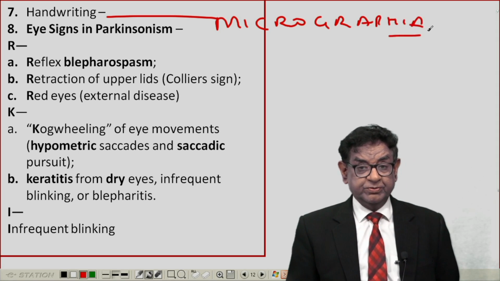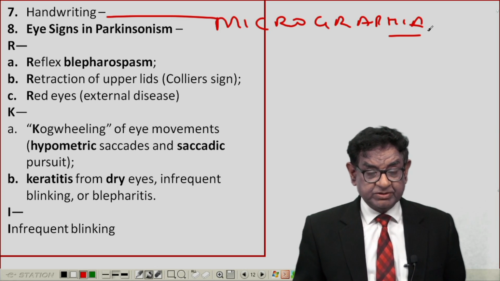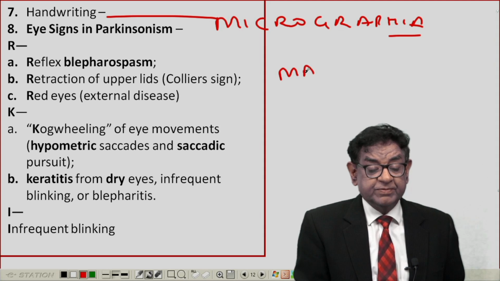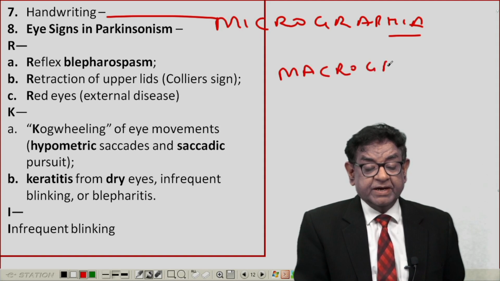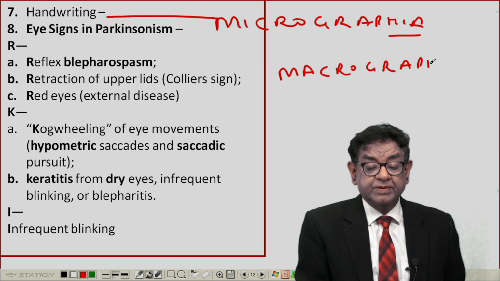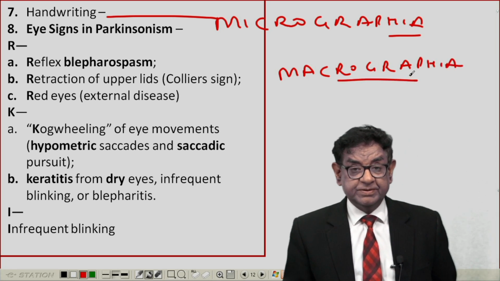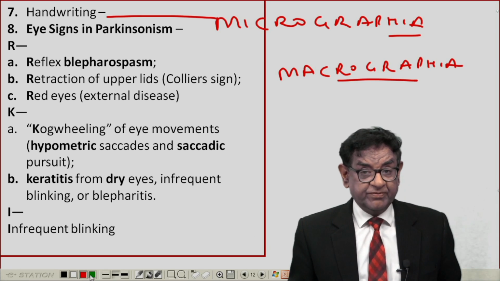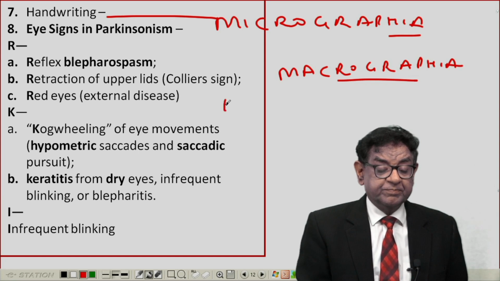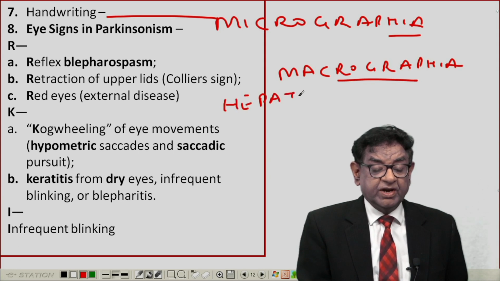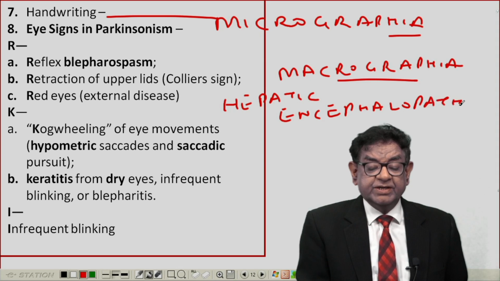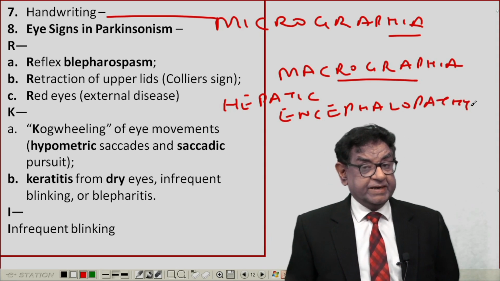Now I have a question for you. After listening to the question, stop the video and write down the answer. The question is, in which condition do you get macrographia? That is, handwriting becomes bigger and bigger. Macrographia. And I'm sure by now you have written the answer. The answer for macrographia is hepatic encephalopathy. In fact, it is one of the earliest features of hepatic encephalopathy.